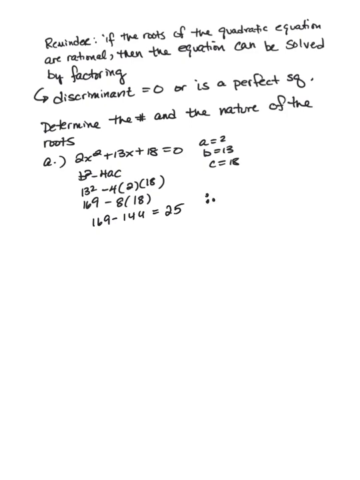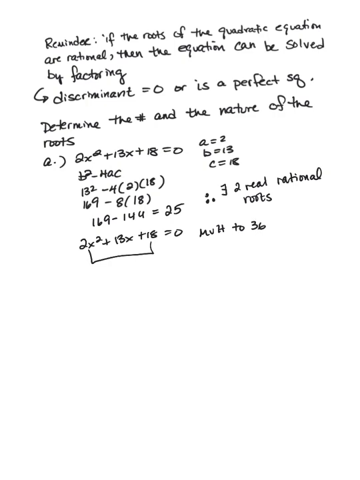Therefore, there exist 2 real rational roots. So that means it's factorable. If you were to factor this by grouping, we need 2 numbers that multiply to 36 and add to 13. So that's 9 and 4.